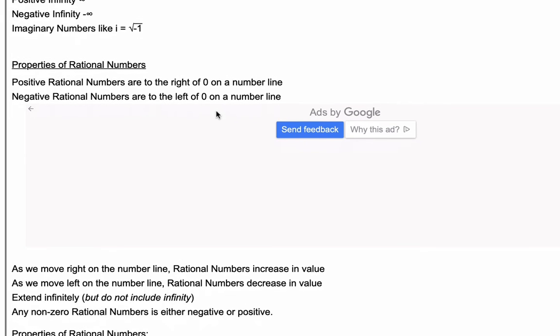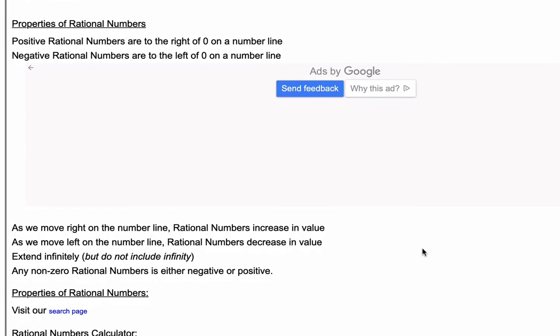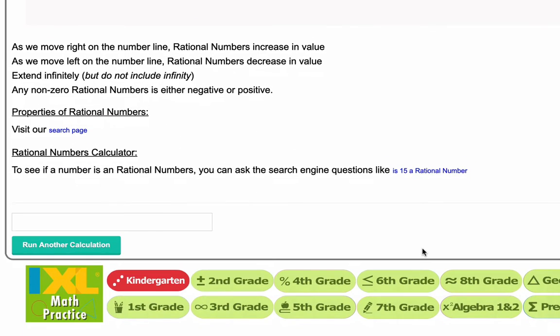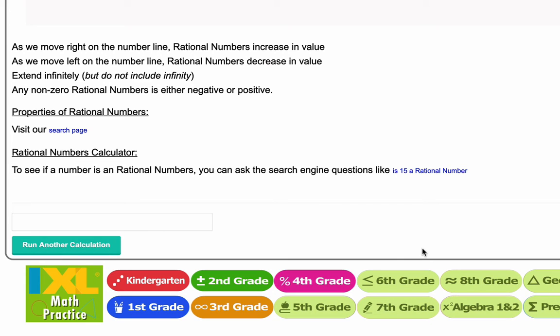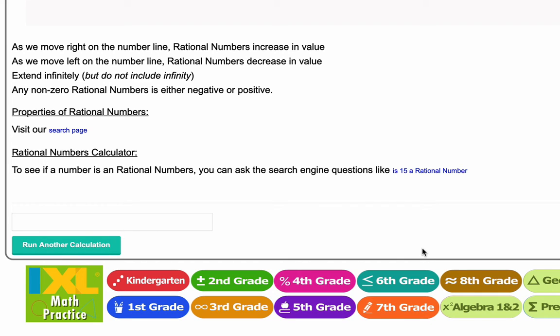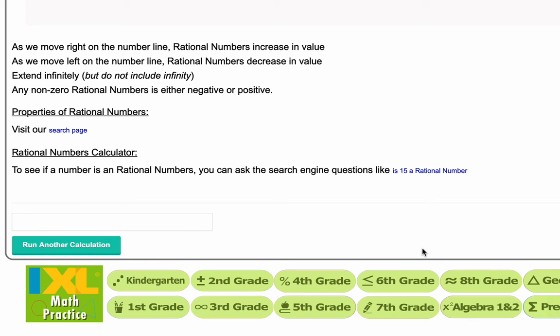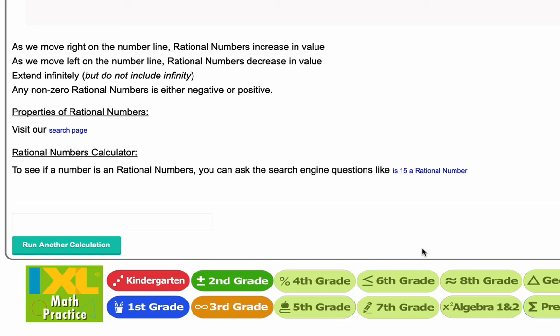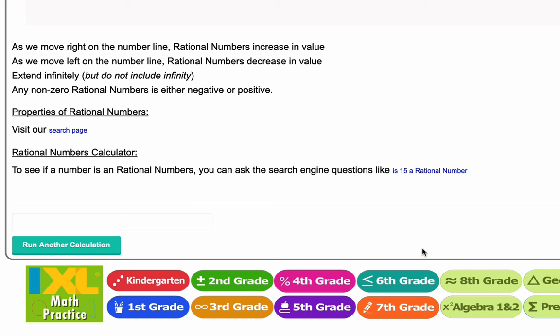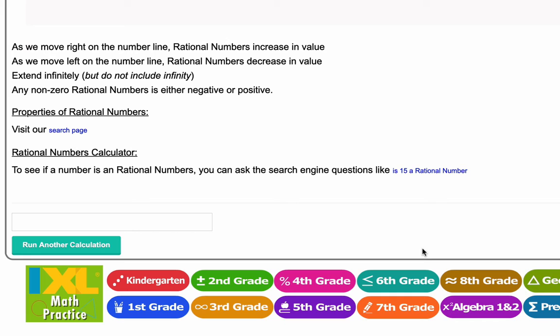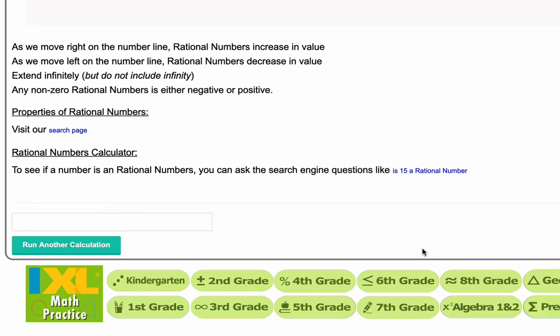Let's talk about a few properties of rational numbers. Rational numbers to the right of 0 on a number line are positive, and to the left of 0 on a number line, there are negative rational numbers. As we move right on the number line, rational numbers increase in value. As we move left on the number line, rational numbers decrease in value. And as we said before, rational numbers extend infinitely but do not include infinity. And finally, any non-zero rational number is either negative or positive.